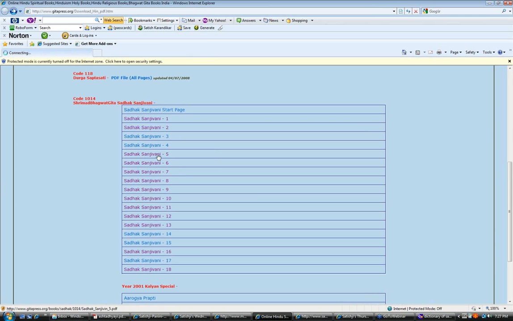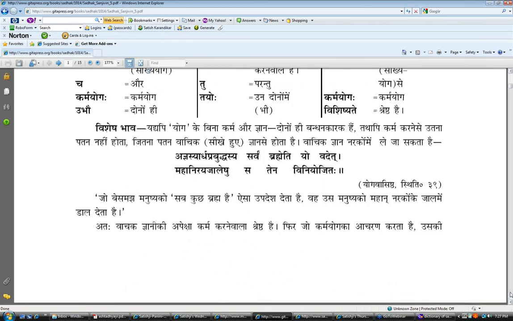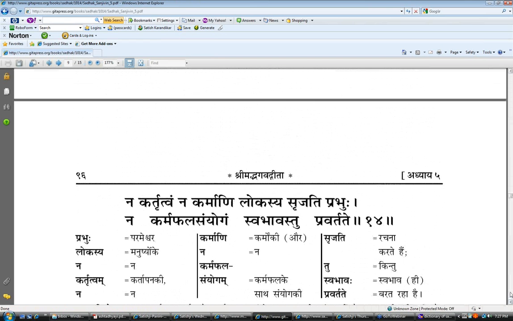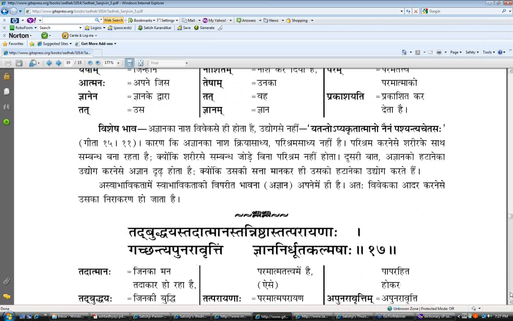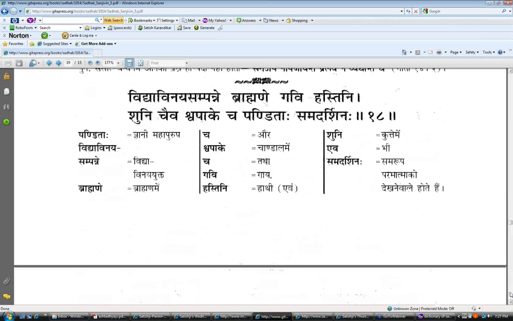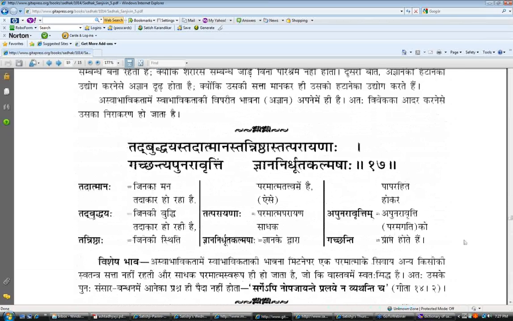I think it's chapter 5. Let me try to find it. I think I went past it. Here it is, 5.17. I found it. So Jnana Nirdhuta Kalmashaha. Nirdhuta means the same, shaken off. Those whose impurities have been washed off by knowledge.